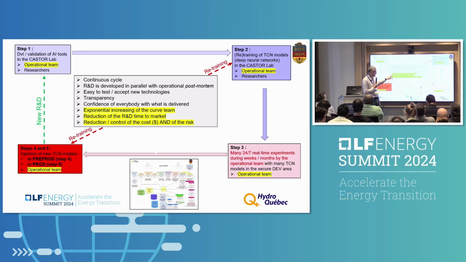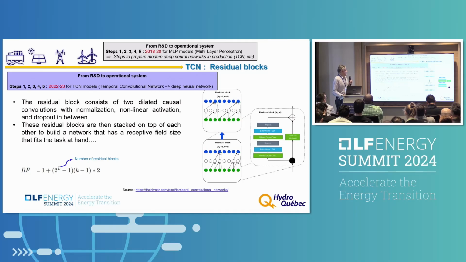We see that there is an exponential increase of the learning curve. There is a reduction of the R&D time to market and a reduction and control of the cost and of the risk of the R&D. So during these years, we have prepared the tools with perceptron, multi-layer perceptron, knowing that in 23 we wanted to use deep neural networks with temporal convolutional networks.